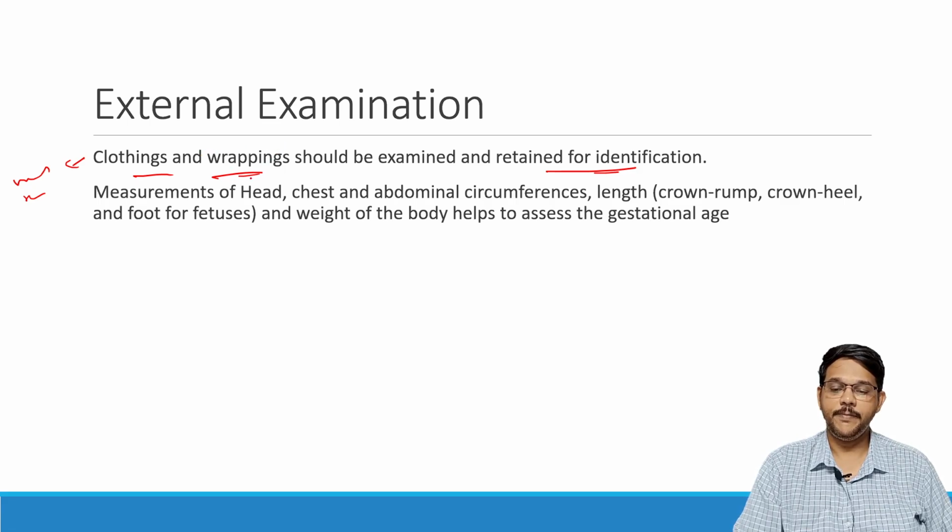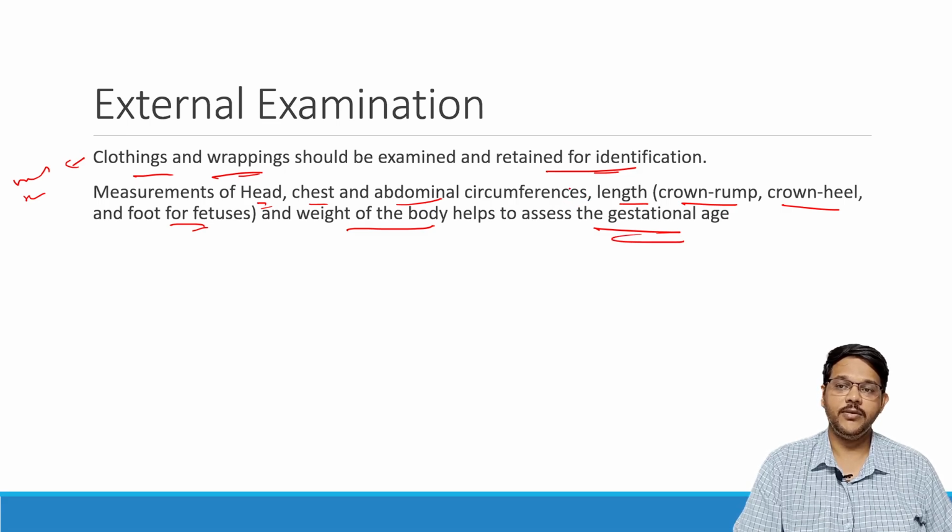of the child. Then you go for measurements like head, chest, and abdomen circumferences, and the length of the fetus from crown to rump, crown to heel, and foot length for fetuses, and weight of the body, which helps in determining the gestation age. So all these measurements are done to determine the gestation age, which will help to determine the viability of the child.